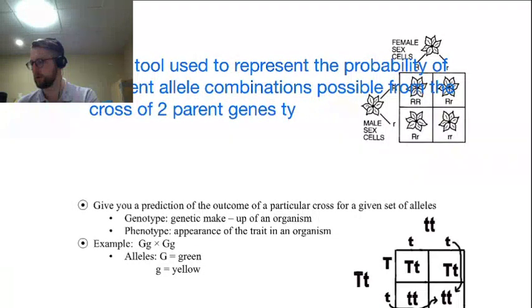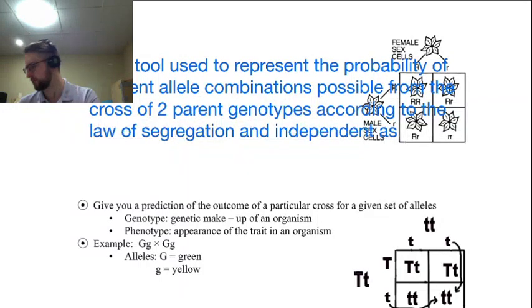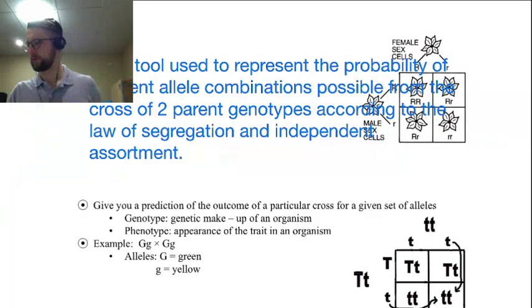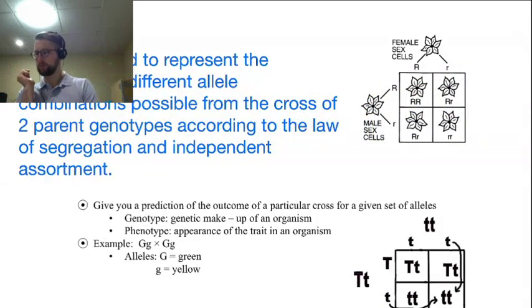According to the law of segregation and independent assortment. And I guess genes and pairs, well, allele pairs, allele combinations.